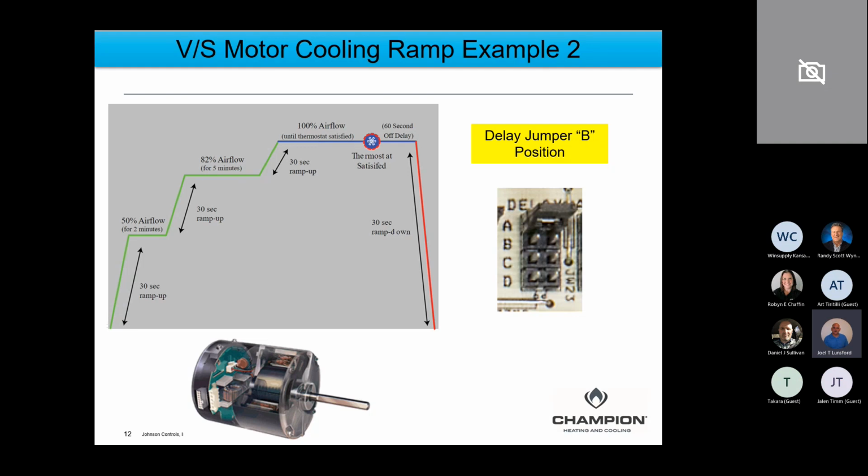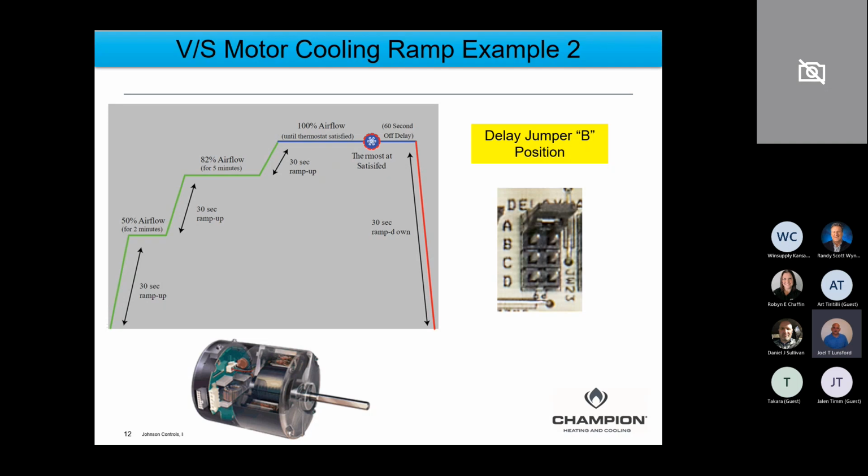This B jumper is a humid profile. So it runs at half airflow for 2 minutes, and then 82% airflow for another 5 minutes. And then if the call for cool is still there, it ramps on up to 100% airflow and continues at 100% airflow until the thermostat is satisfied.